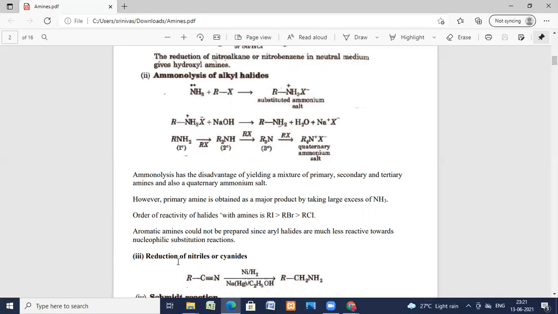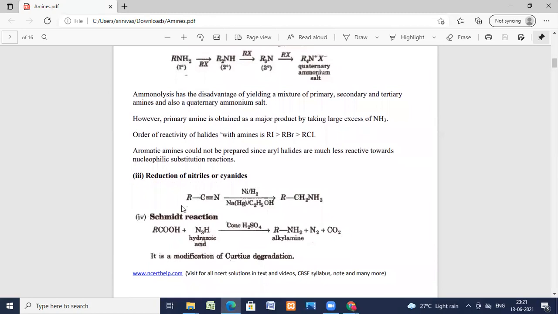We'll see the reduction of nitriles or cyanides. Here R-C≡N is a cyanide. This one on reduction in the presence of nickel catalyst and hydrogen, or sodium mercury and ethanol, the alkyl amine is formed.